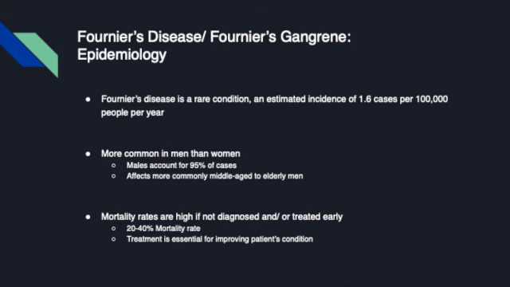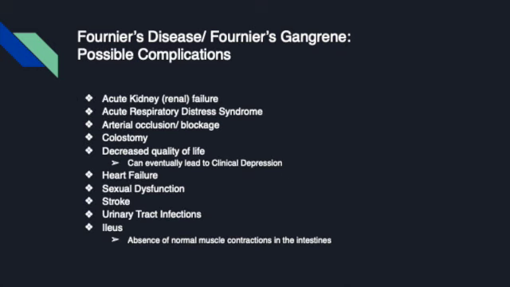Fournier disease is a serious disease and can cause some serious complications if not treated in a timely manner. Some serious complications that may occur would be acute renal or kidney failure, acute respiratory distress syndrome, arterial occlusion or blockage, colostomy, heart failure, sexual dysfunction, stroke, urinary tract infections, ileus, which is the absence of normal muscle contractions in the intestines, or an overall decreased quality of life, which can eventually lead to clinical depression.